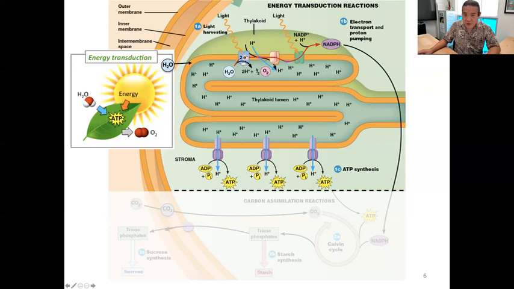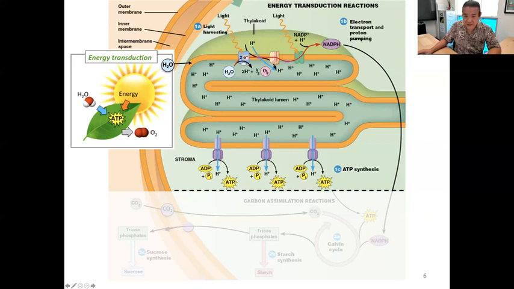In order to replenish the 2 electrons coming off of that P680 chlorophyll, the plant breaks a water molecule. So that H2O, the 2 electrons and 2 protons are taken off of it. The 2 electrons replace the ones that were booted off the P680, and meanwhile, the 2 protons are just released into the space over here in the lumen.